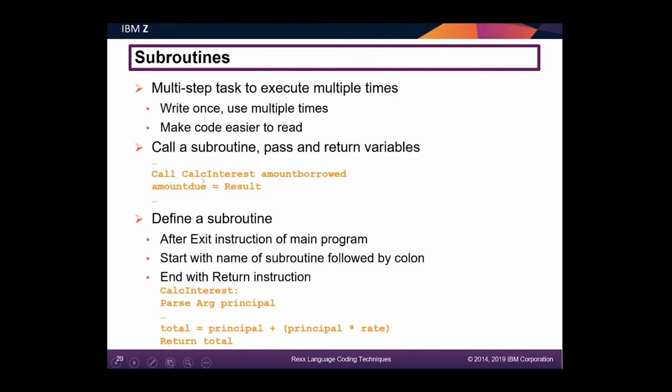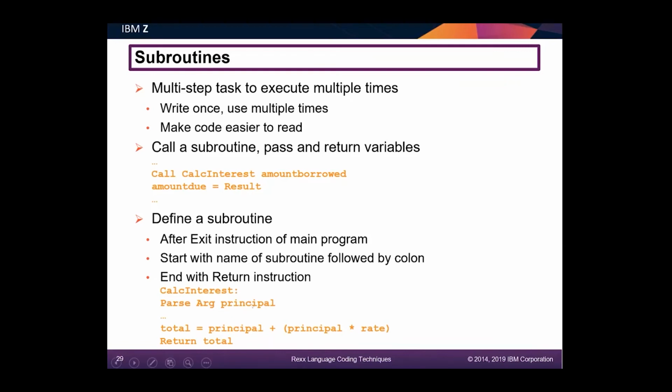Now, how do I actually define the subroutine? All you do is, at the end of your program, after the exit instruction, all Rexx programs should end with an exit statement. After that exit instruction, you just say the name of the subroutine followed by a colon. So here's my calculate interest followed by a colon. Now we'll talk about parse and arg later, but basically all I've done is take the value of amount borrowed and put it into my own variable within the subroutine called principal. We'll talk about variable visibility again in a few minutes as well.